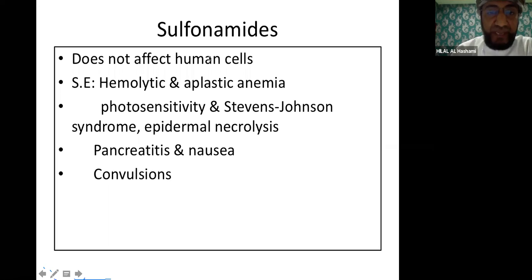We mentioned the side effects. They inhibit folic acid synthesis, but they don't affect human cells, it's only the bacteria. The side effects can include hemolytic anemia and aplastic anemia, photosensitivity, and Stevens-Johnson syndrome. They can cause pancreatitis and convulsion as well.